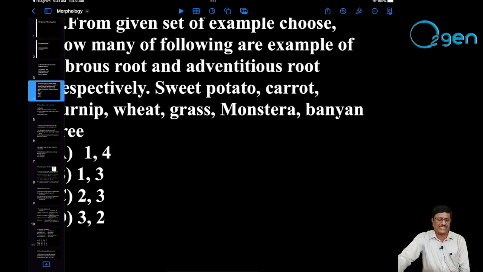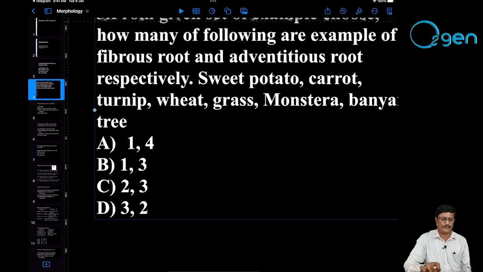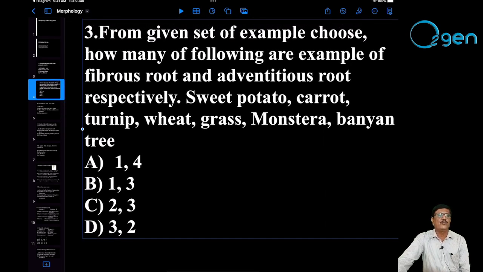The next question is, from the given set of examples, choose how many of the following are examples of fibrous roots and adventitious roots respectively: sweet potato, carrot, turnip, wheat, grass, monstera and banyan. So among these, how many have a fibrous root system and an adventitious root system?